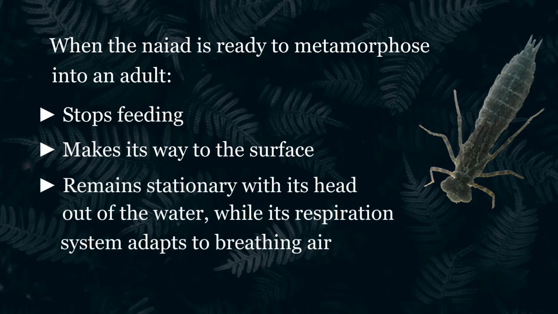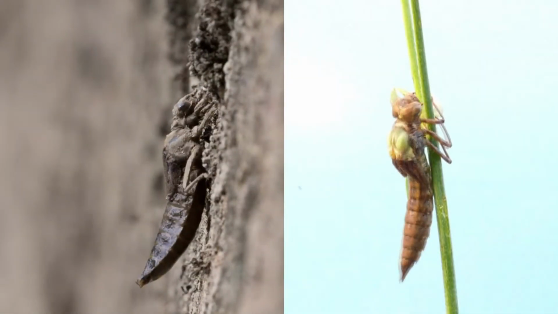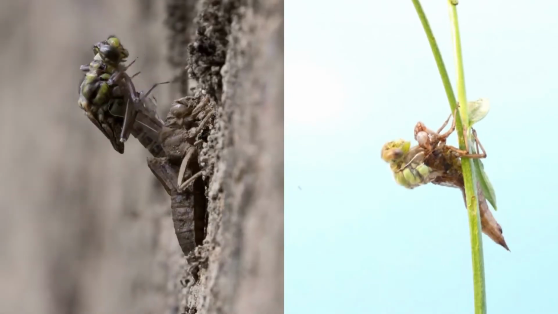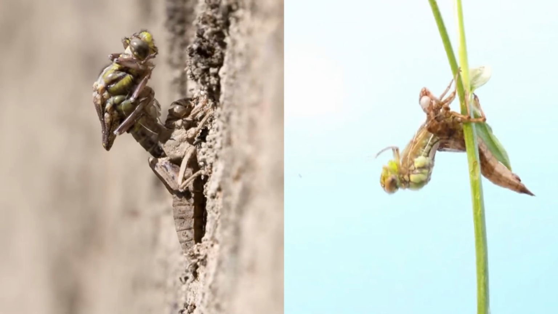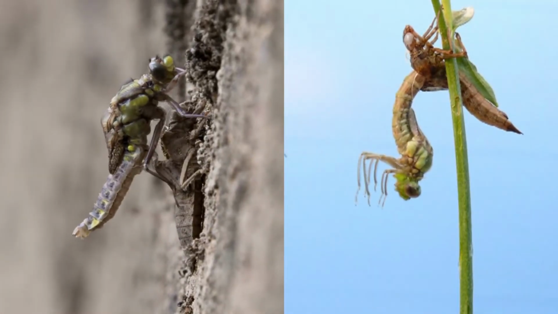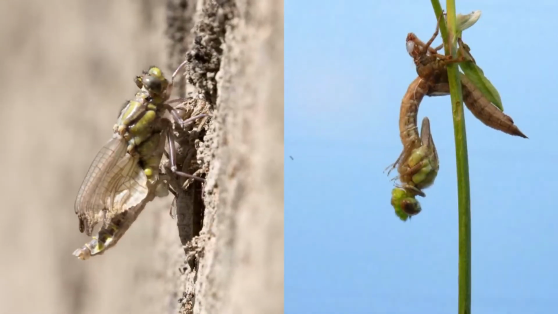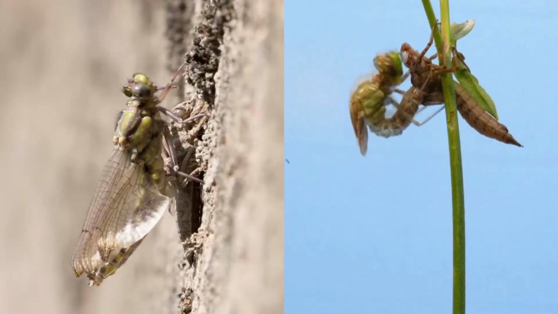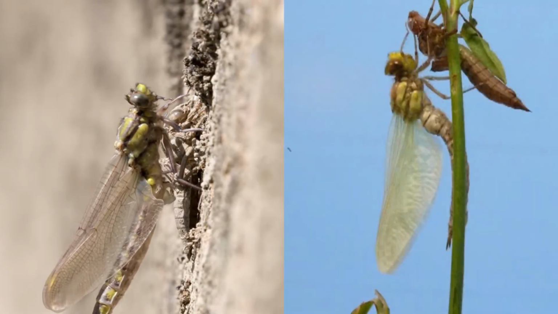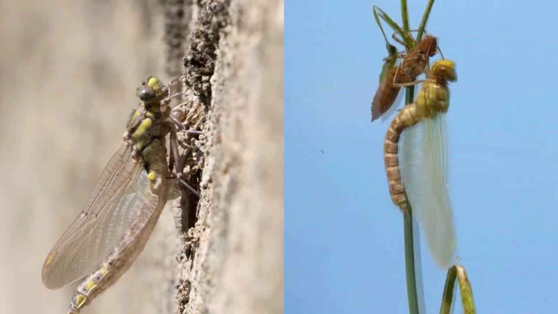It remains stationary with its head out of the water, while its respiration system adapts to breathing air, then climbs up a reed or other emergent plant and molts. Anchoring itself firmly in a vertical position with its claws, its skin begins to split at a weak spot behind the head. The adult dragonfly crawls out of its nymph skin, the exuvia. Their veins carry hemolymph, which is analogous to blood in vertebrates. It carries out many similar functions, but also serves an hydraulic function to expand the body between nymphal stages, instars, and to expand and stiffen the wings after the adult emerges from the final nymphal stage.